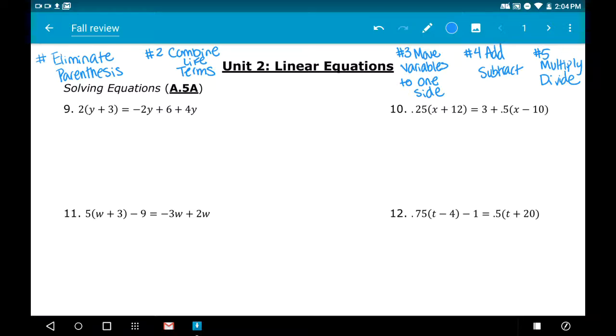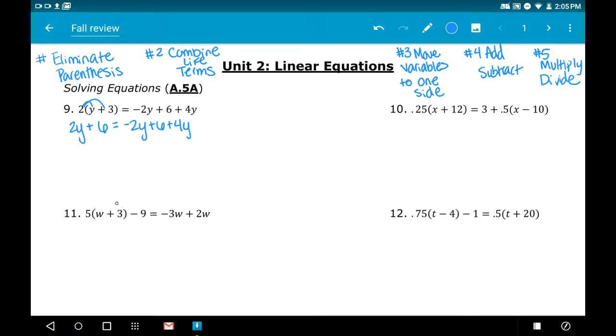So we're going to start with number 1. So on this one here, we're going to start with eliminate parentheses, which just means to distribute. So 2 times y is 2y. 2 times 3 is 6. And that equals negative 2y plus 6 plus 4y. So that's our first step.